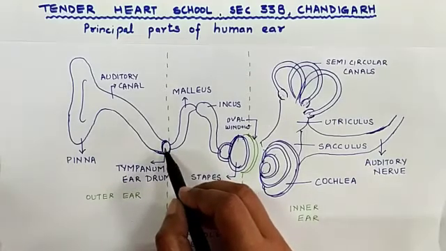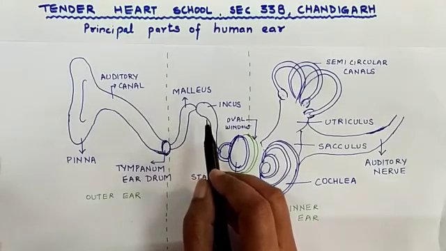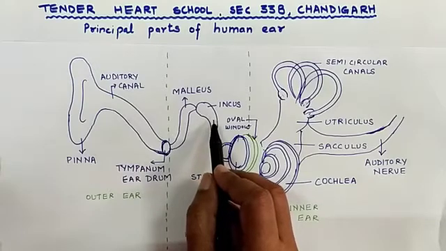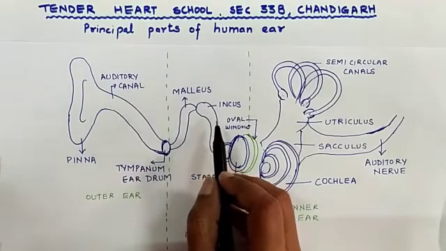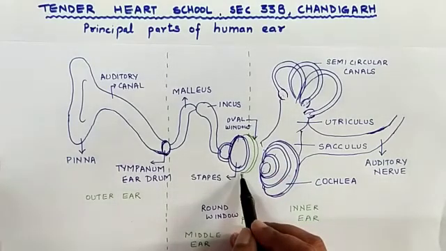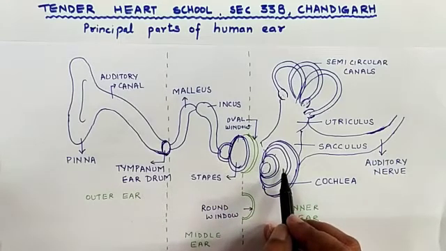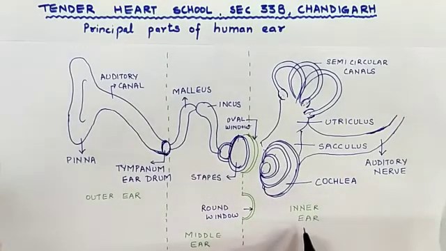Further, the vibrations are received from the tympanum by the malleus. It starts vibrating. It further passes on the vibrations to the incus. The incus will start vibrating. Then the incus will set the stapes also into vibrations. Finally, the stapes, which is present over the oval window, passes the vibrations through the oval window to the cochlea, which is part of our inner ear.